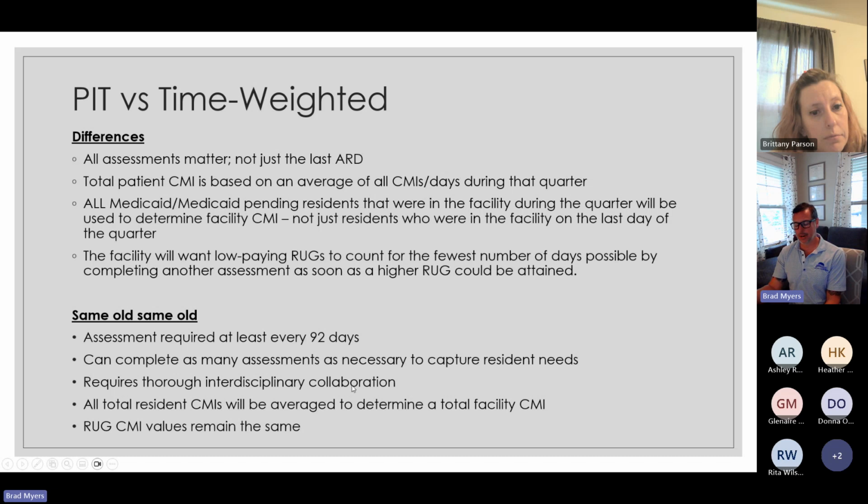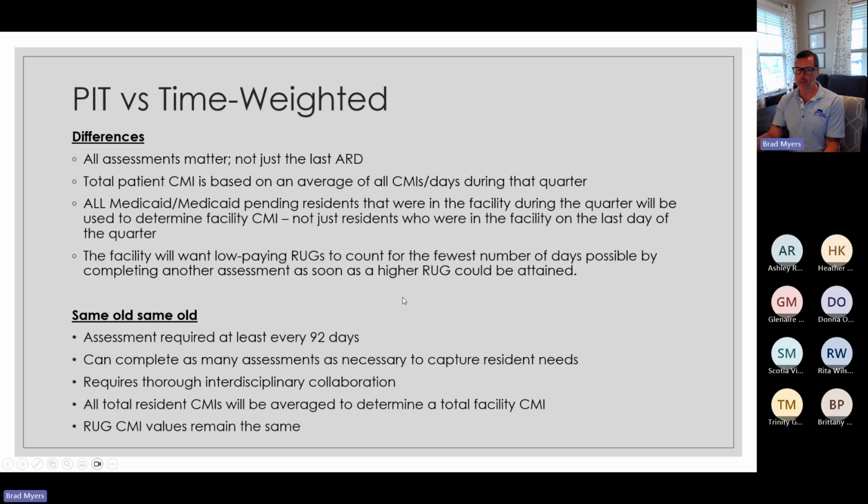It requires thorough interdisciplinary collaboration, and that is something that, as we're looking at transitioning on October 1st, I'm starting to hear more about from administrators and corporate people and MDS supervisors and things like that. They want the meeting to be happening, and they want the meeting to be more than just MDS and therapy. They want it to be nursing and social work and dietary, and everybody in there to complete a total clinical picture of this resident.